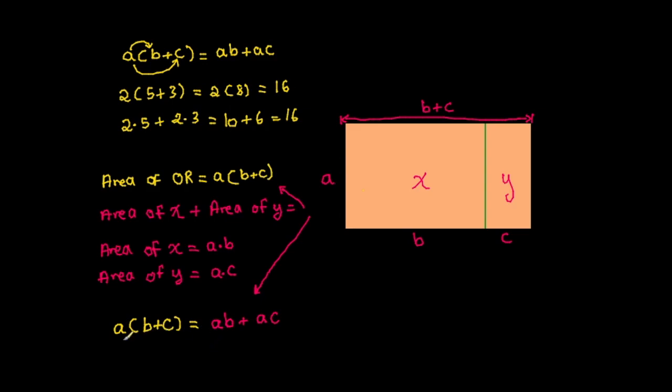So what it basically says, if we have A multiplied by the total length B plus C, is the same thing as multiplying A by the parts, in this case B and C, and then just adding everything up. So it's the same thing as multiplying A with B, and then multiplying A with C, and then adding them up. So that's it. So hopefully now we have a better understanding of why the distributive law works.